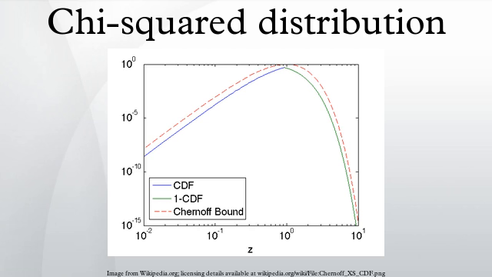Other functions of the chi-squared distribution converge more rapidly to a normal distribution. Some examples are, if X ~ χ²(k), then √(2X) is approximately normally distributed with mean √(2k − 1) and unit variance.